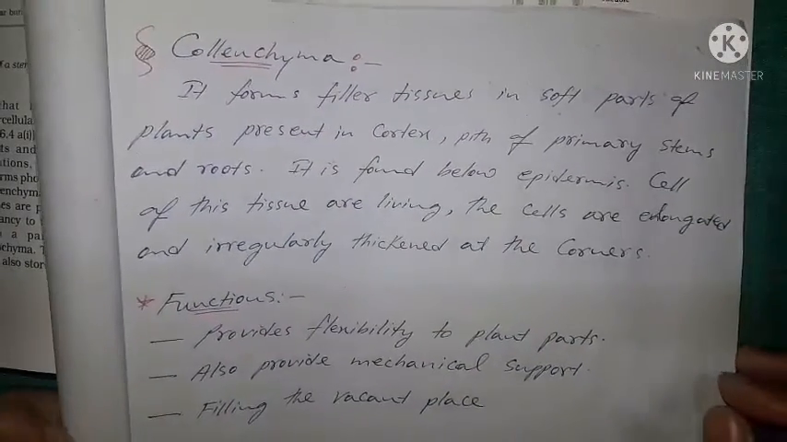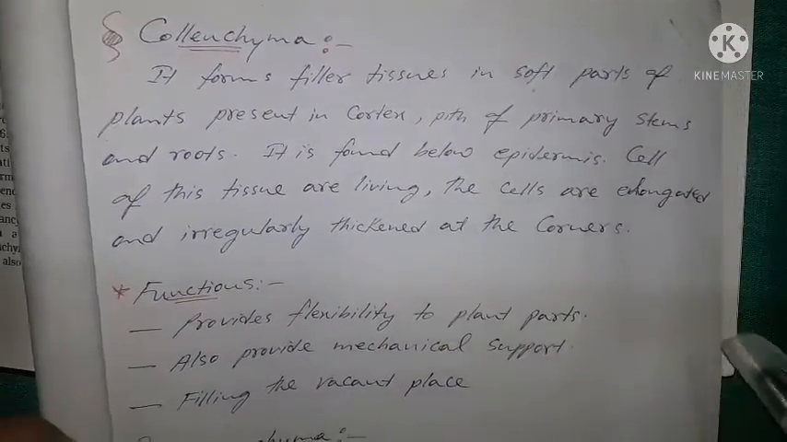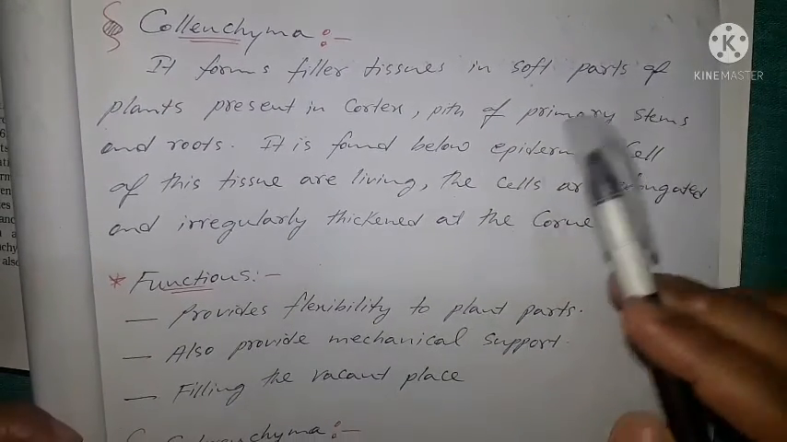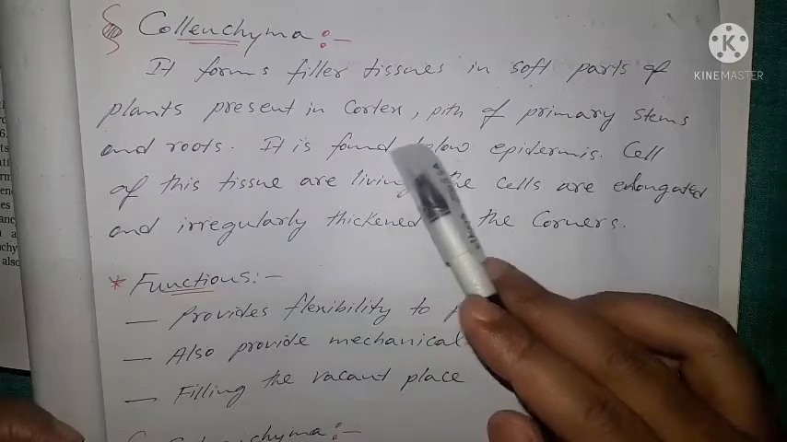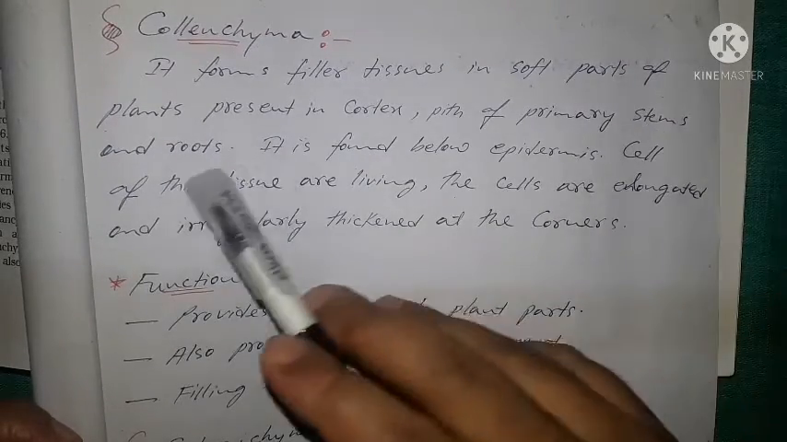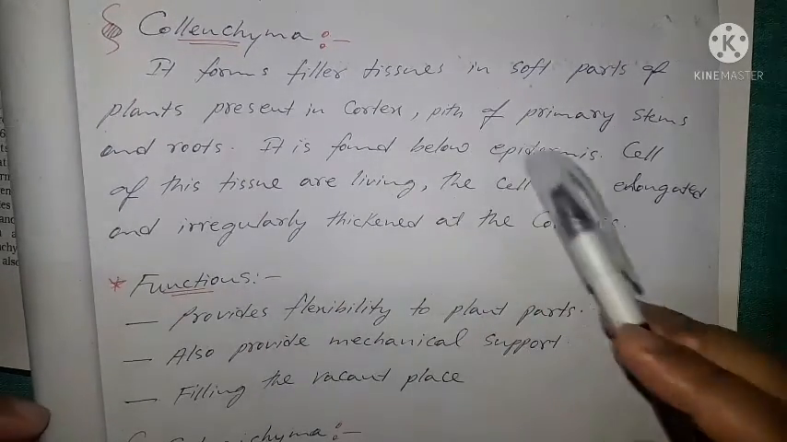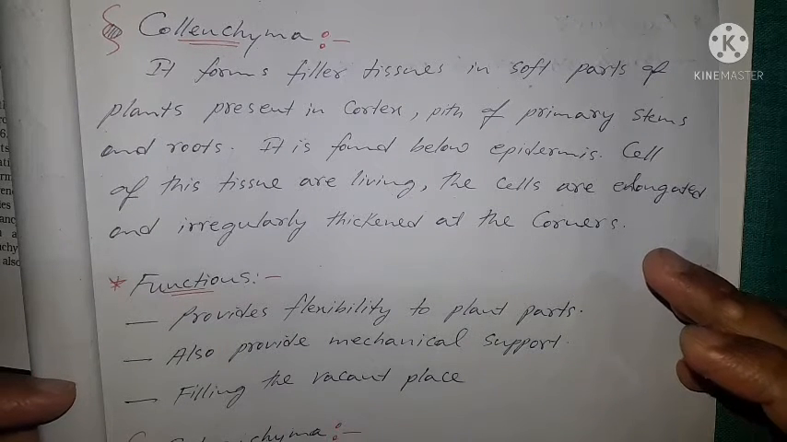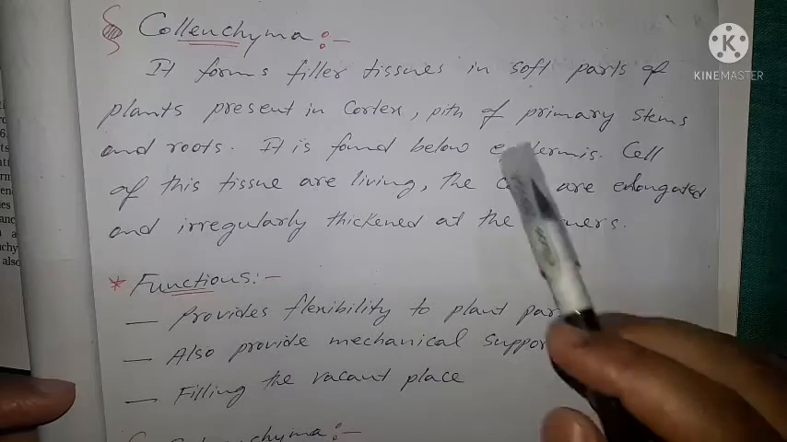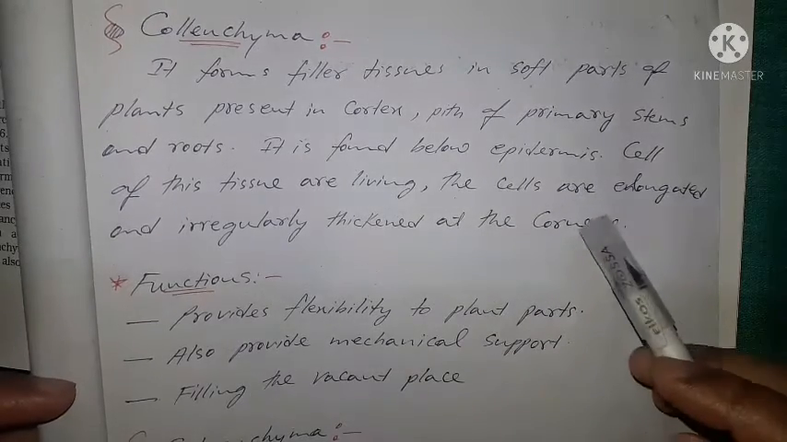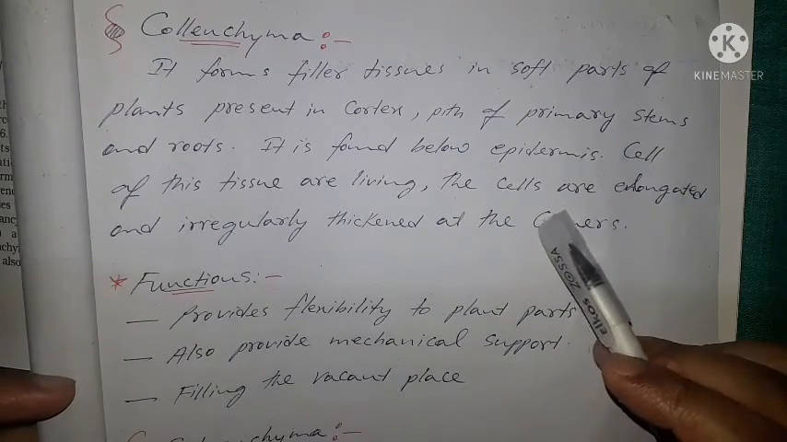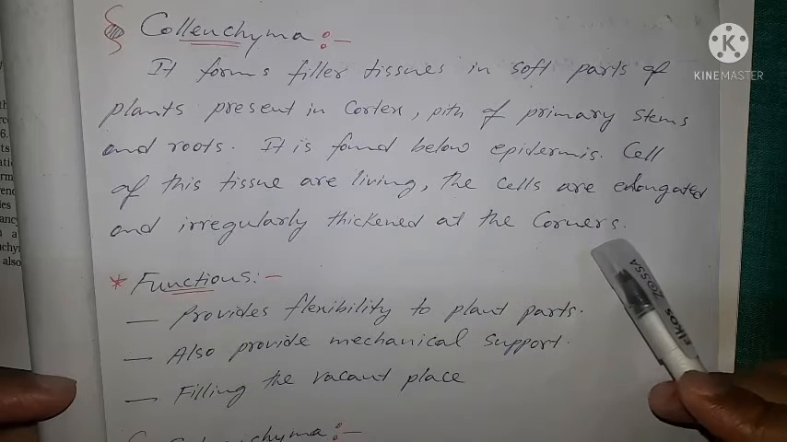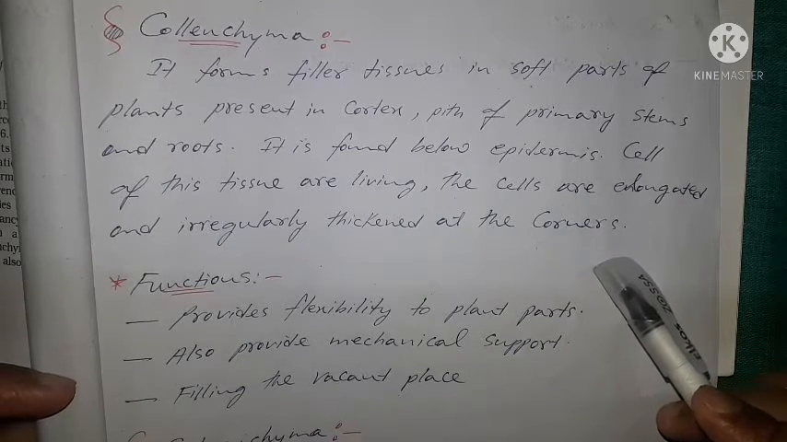The next one is collenchyma. It forms filler tissue in soft parts of the plants, present in the cortex and pith of primary stems and roots. It acts like a filler tissue. That means it fills the soft parts of the plants present in the cortex, pith of primary stems and roots. It is found below the epidermis. Cells of these tissues are living. The cells are elongated and irregularly thickened at the corners.